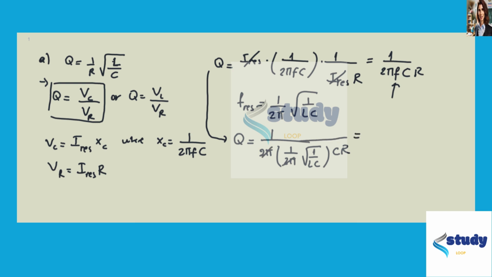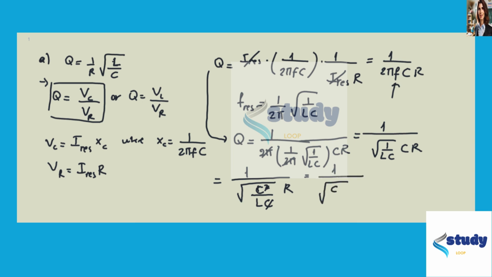What we have then is 1 over the square root of 1 over L times C, times C times R. Let's put the C back in the square root. Then we're going to have to take the square of it, right? So instead of C, now we have C squared, because if you take the square root, it's C that comes out, divided by L times C times R. The C's are going to cancel. So what we have is 1 over the square root of C over L, times R.